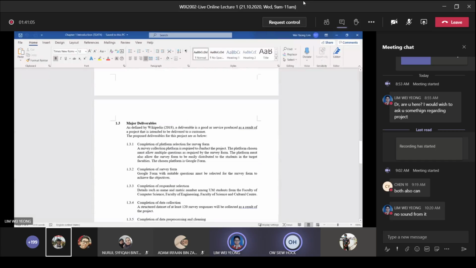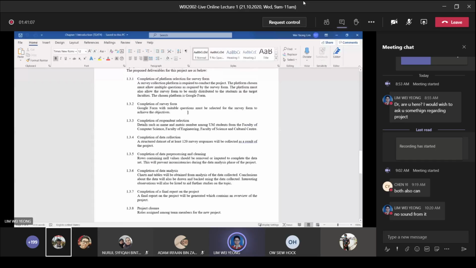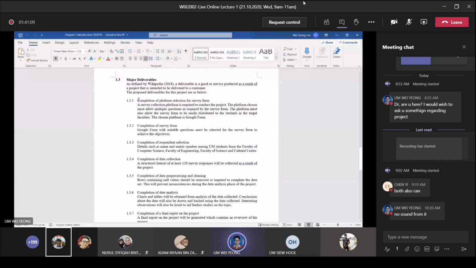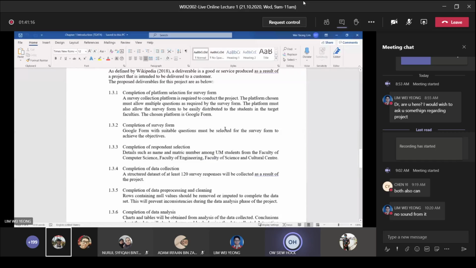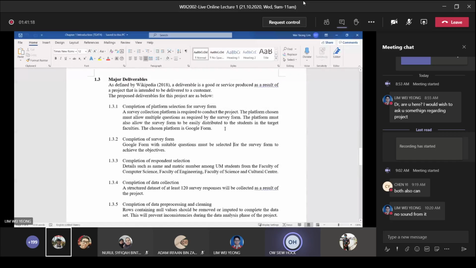Yes. Another problem is my major deliverables. I made it in this format. Is this acceptable? I would prefer the format most of the teams use: first you break down what the phases are, and then for each phase, what the deliverables are. That would be better. So put it in table form.